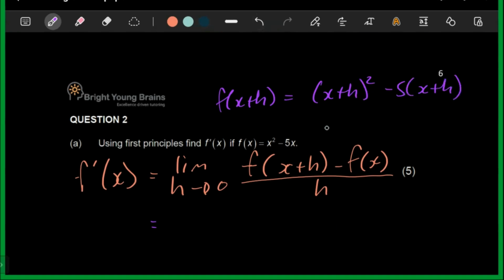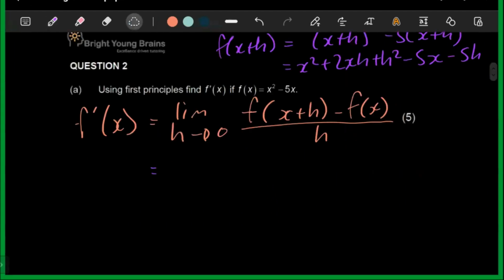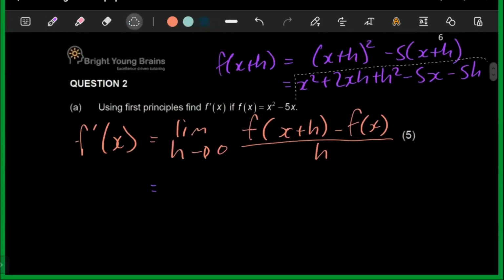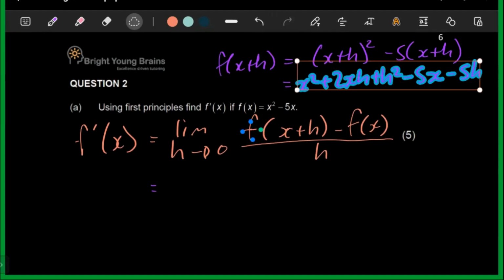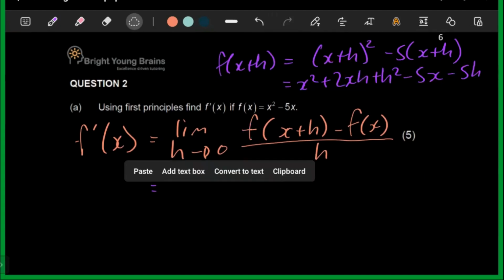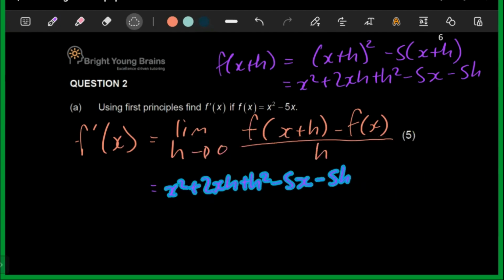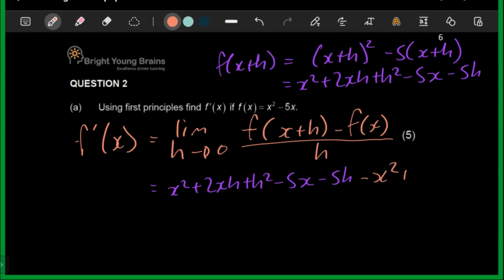So you need to expand whatever this is. This is like x squared plus 2xh plus h squared minus 5x minus 5h. So that's what's going to go over here. Where it says negative f of x, you're going to put negative x squared and positive 5x. So let us do that. Let's take this thing here, copy, paste it over here. And then here we have minus x squared and then plus 5x, the whole thing over h.